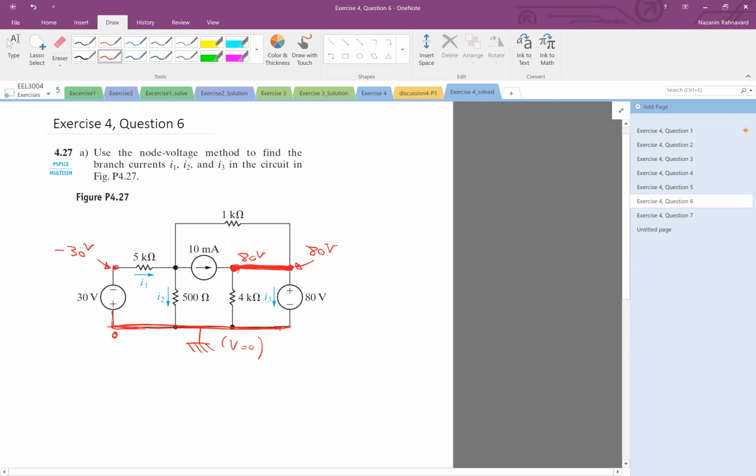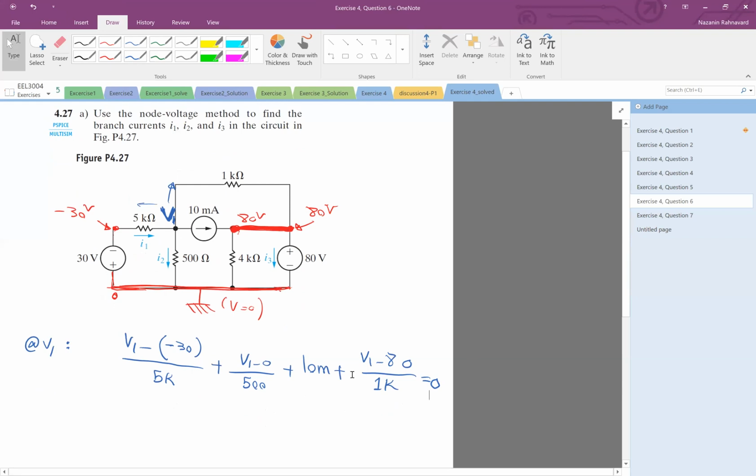After doing so we simplify the circuit a lot, because as you see, the only unknown voltage here is this V1. So we write the KCL at V1. It will be the current here, which is V1 minus the voltage of the other side, negative 30, divided by 5K, plus the current going down, V1 minus 0 divided by 500, plus the current going there, 10 milli, and then the current up is V1 minus 80 divided by 1K, equal to 0, right?